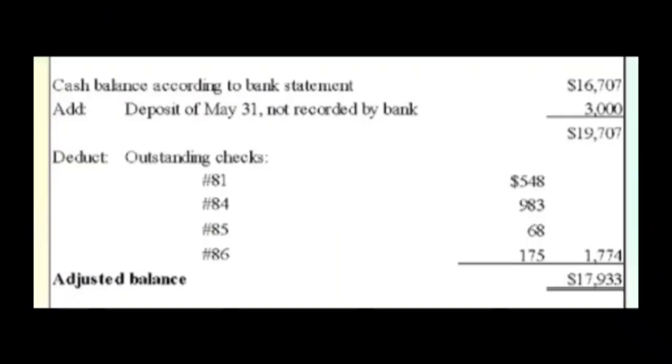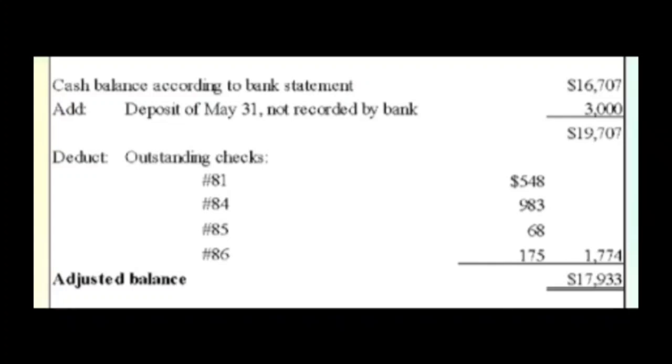Now let's move to question number 1 and have a look at how to solve the bank reconciliation statement. The cash balance according to the bank statement, unreconciled and unadjusted, is $16,707. Then there is a deposit of 31st May not recorded by the bank.